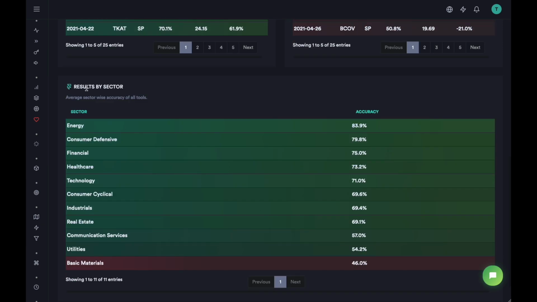Next up is a fairly simple widget where you have the accuracies by sector. Here you can see what sector is performing the best these days. You can see that energy is doing really well across our tools. So maybe you can go with stocks in the energy sector and you can play them.